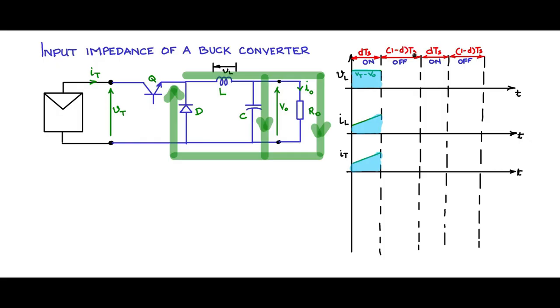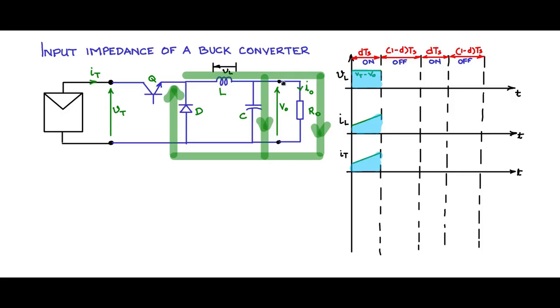During the 1 minus D TS period, Q is off. So when Q is off, there is no current flowing out of the terminal of the PV, and the current through the inductor cannot stop. It has to continue, and part of it goes into the capacitor, part into the load with appropriate directions, and then you see that it freewheels in this fashion through the diode. Diode is now on.